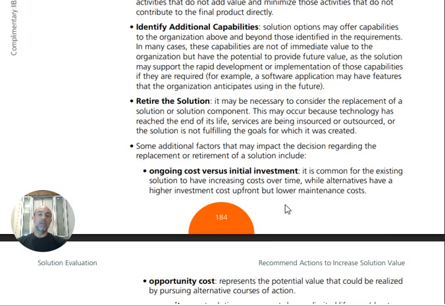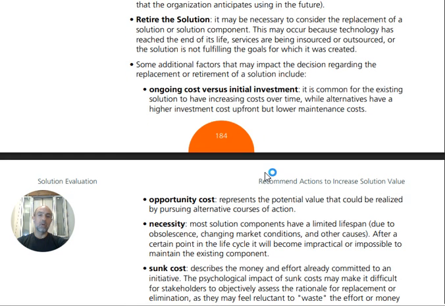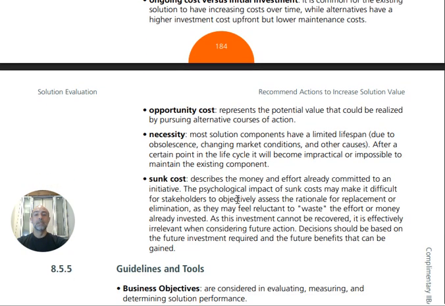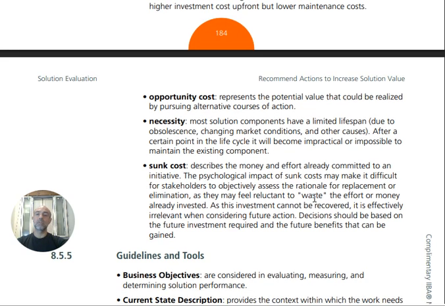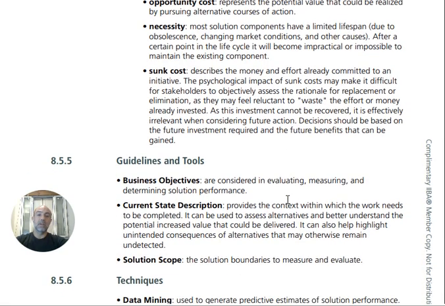Some additional factors may impact the decision regarding the replacement or retirement of the solution, including ongoing cost versus initial investment, opportunity cost of a solution. The opportunity cost is literally like, what are we missing out on? It represents the potential value that could be realized by pursuing alternative courses of action. Necessity, and sunk cost: basically, the money and effort already committed to an initiative. The issue with sunk cost is, I think it's a fallacy.